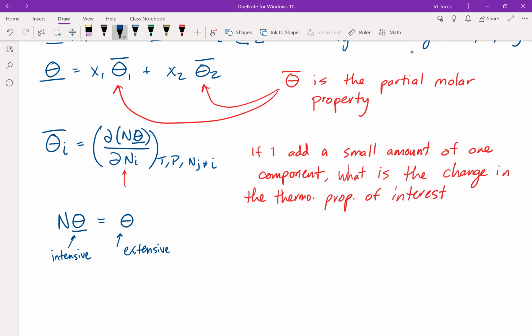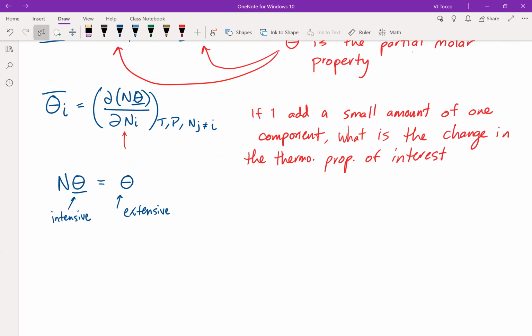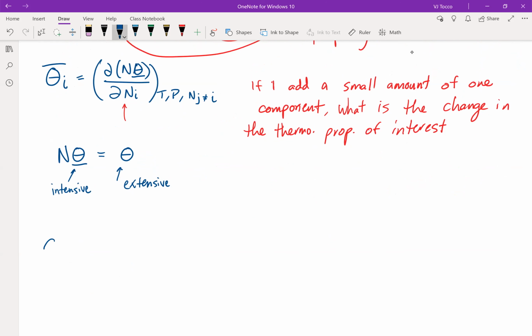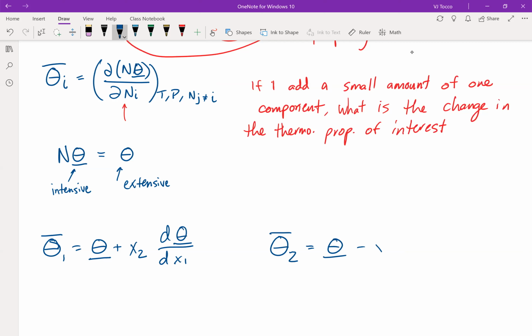How would one actually use it? This is where I'm going to skip a lot of the derivations for now, and we'll come back to this, I promise, next time. But through a derivation, you can show that the partial molar property theta over bar 1 would be equal to the molar property, theta under bar, plus x2 d theta under bar dx1. And vice versa, the partial molar property for component 2 is equal to theta under bar minus x1 d theta under bar dx1.